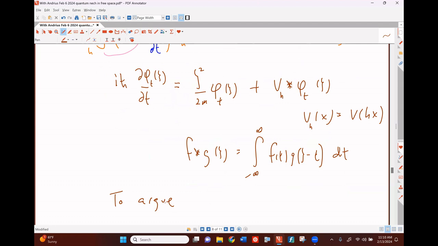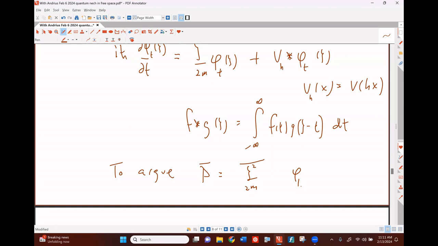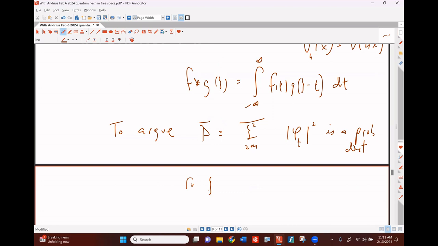That the average momentum is actually equal to the average of this operator. This is a self-adjoint operator, that's this multiplication by this quantity zeta squared over 2m. So I want to argue that, and that this is a probability distribution. So zeta parameterizes momentum.